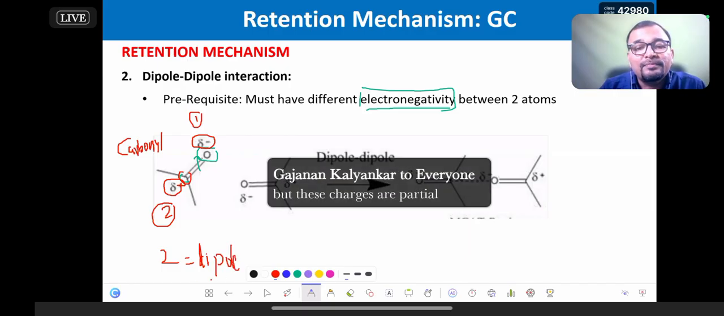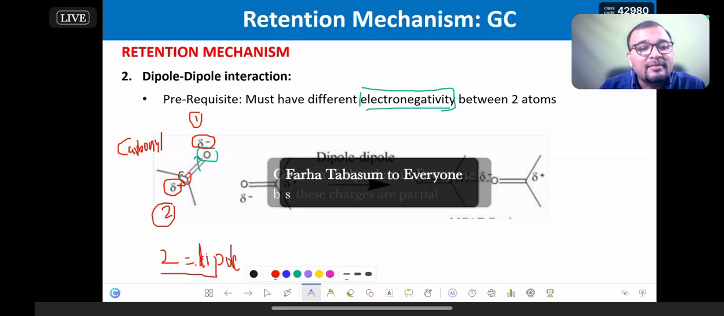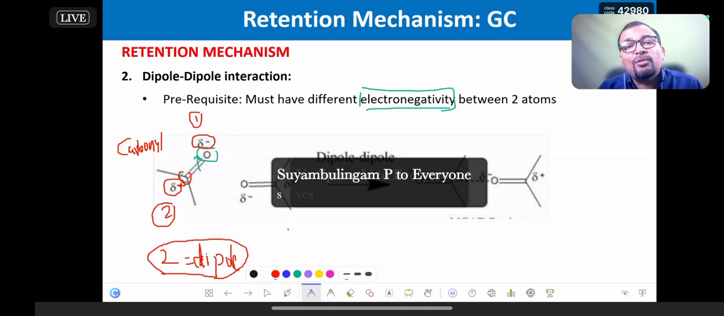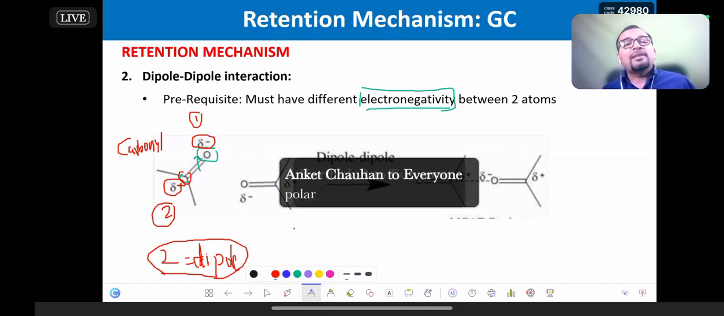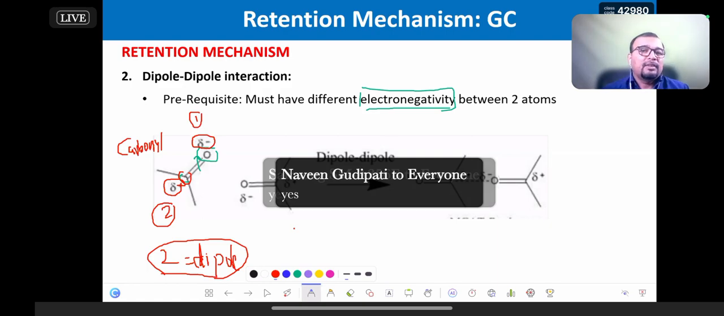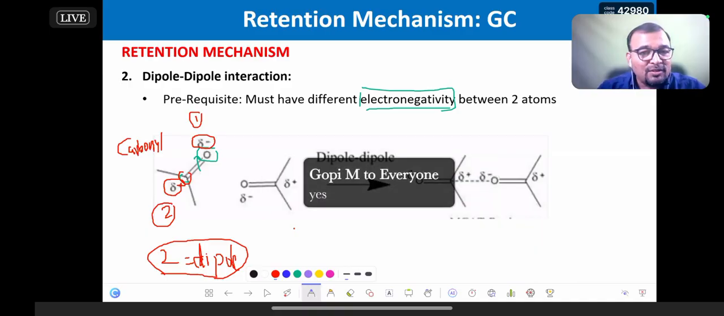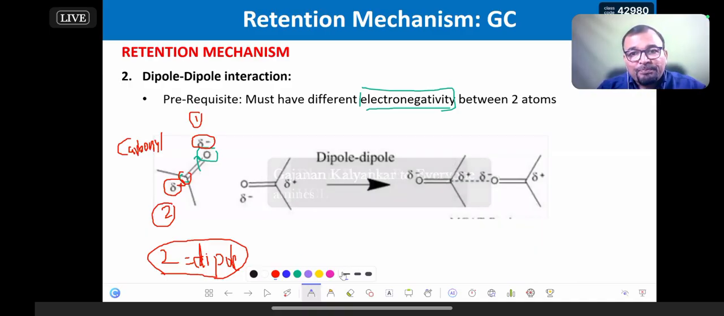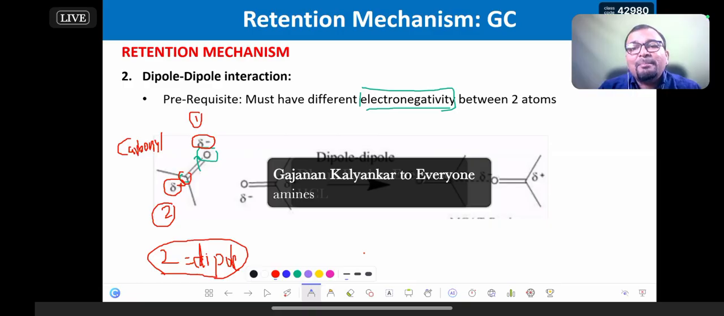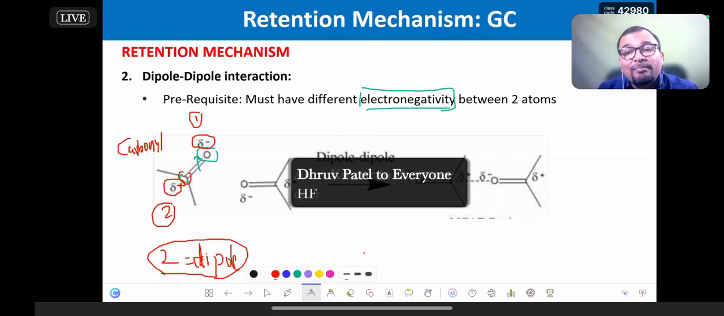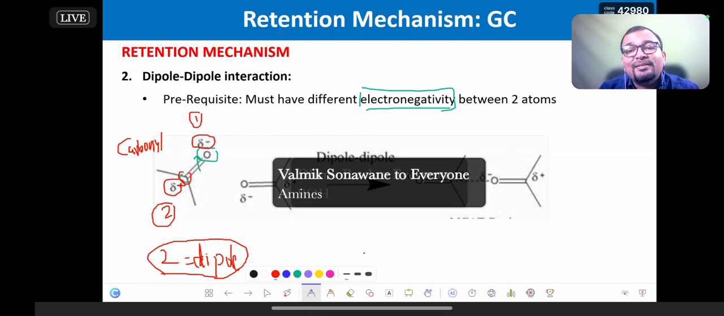Yes or no? Yes or no? The carbonyl is what? A dipole. Carbonyl has a dipole. So what are the other functional groups which have a dipole according to you? What are the other functional groups that can have dipoles? Okay, nitrile, amines, ester. Excellent, excellent. So alkyl halides, alcohols, amines, ketones.